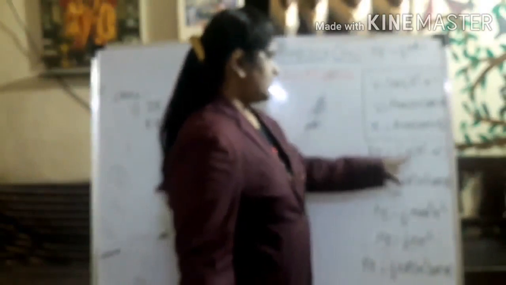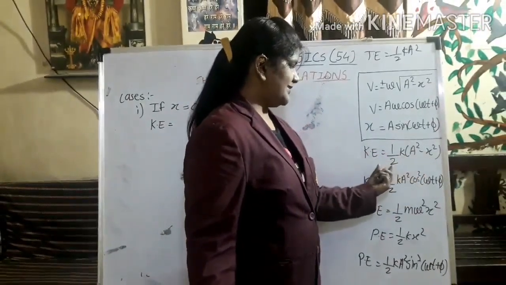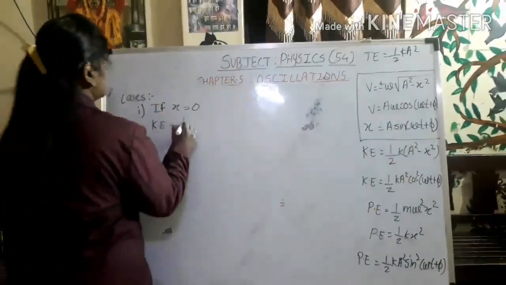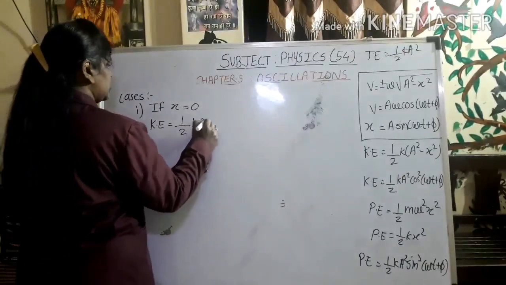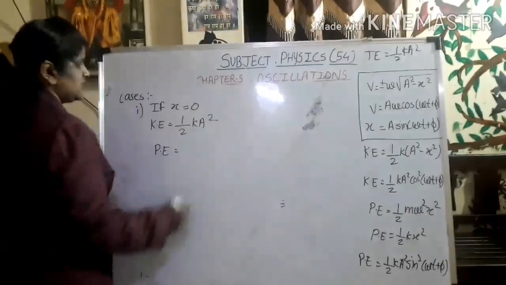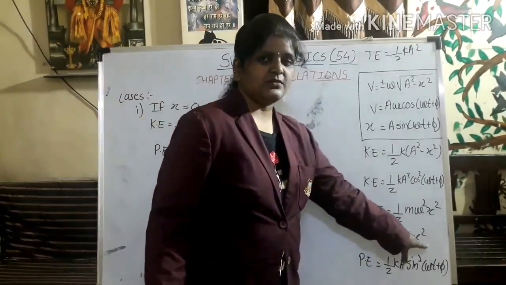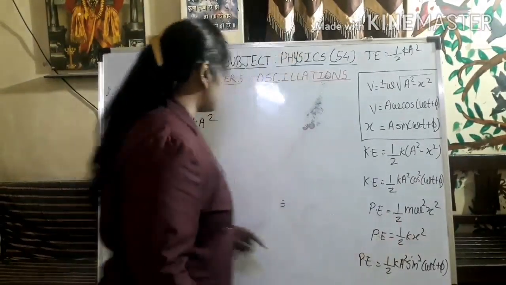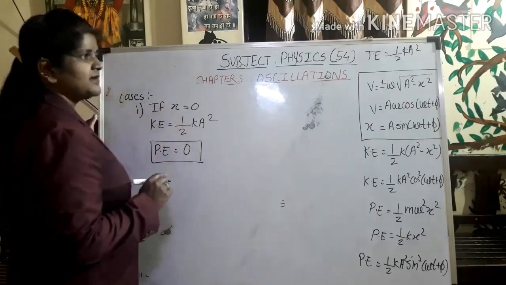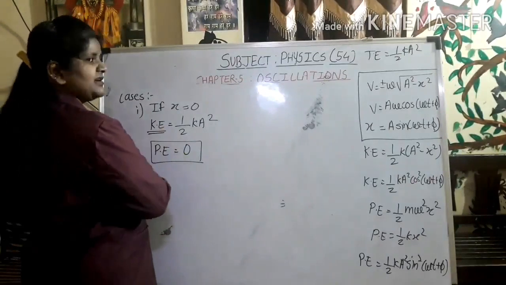If x is 0, then this becomes 0, so you are getting kinetic energy as half k a square. Okay, what happens to potential energy? If x is 0, it is half k x square, so potential energy will be 0. So when the particle is at mean position, the total energy is completely kinetic energy.